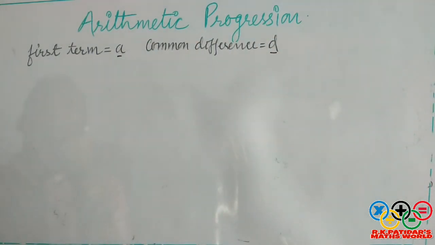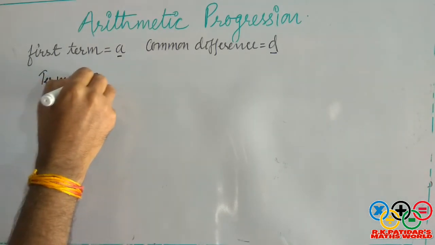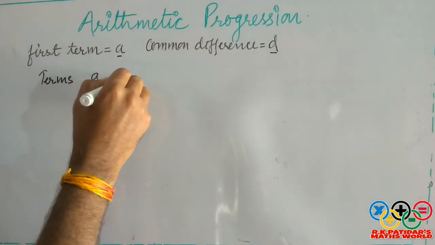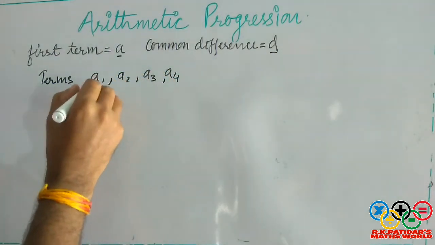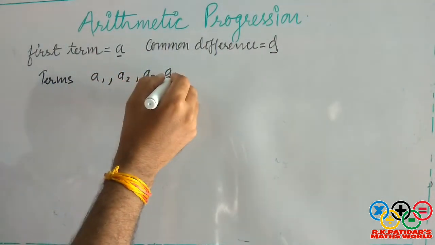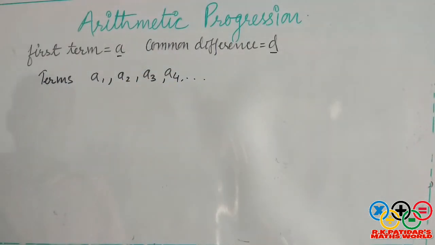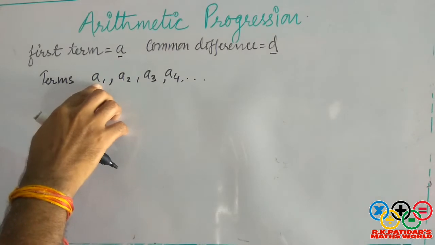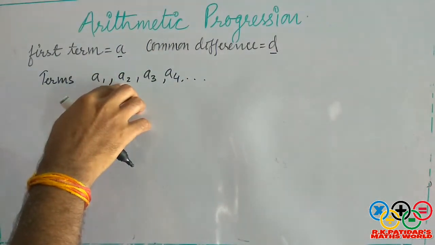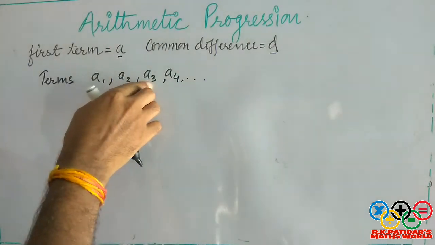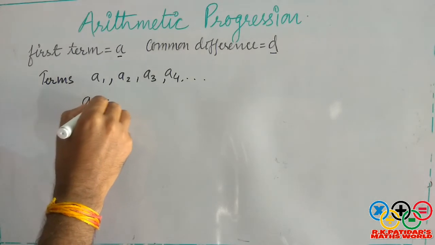Up to now what we see, the first term is denoted by A and the common difference is denoted by D. So the terms of APs are denoted by A1, A2, A3, A4, means first term, second term, third term, fourth term. And we know that according to the definition, if we add common difference to the first term you will get the second term. If we add common difference to the second term, you will get the third term. So here we observe a pattern.